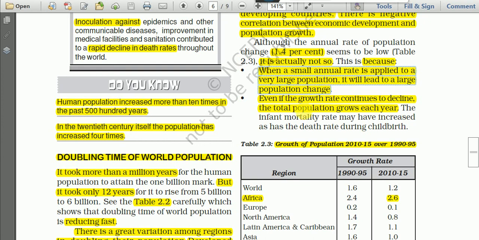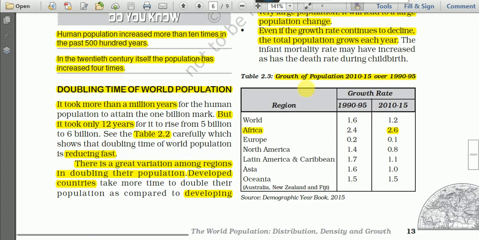Another point is that even if the growth rate continues to decline, the total population grows each year, as we discussed earlier. The infant mortality rate may have increased, as has the death rate during childbirth. And that is why it is said that although the annual rate of population change is only 1.4%, it seems to be low, but actually it is not so.